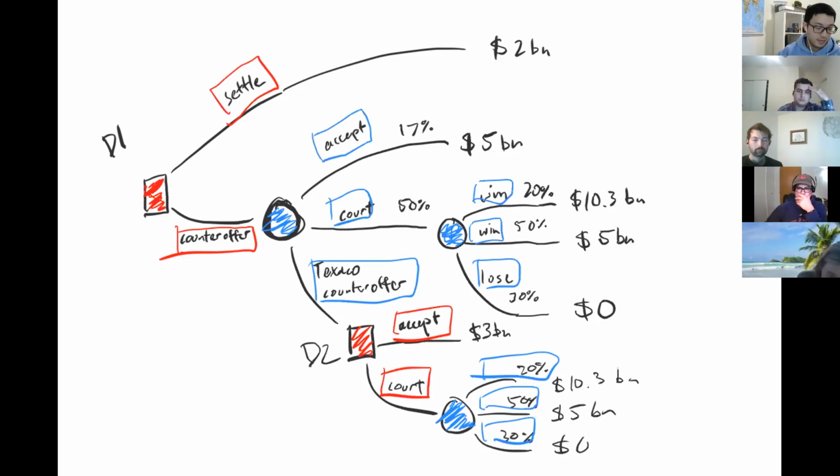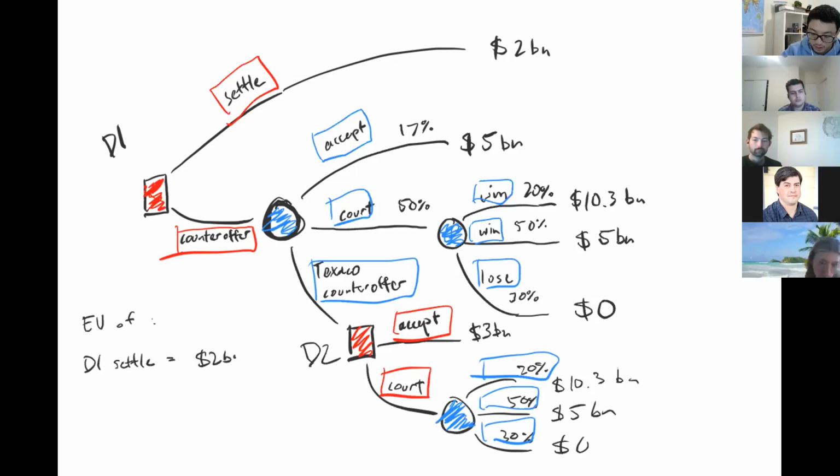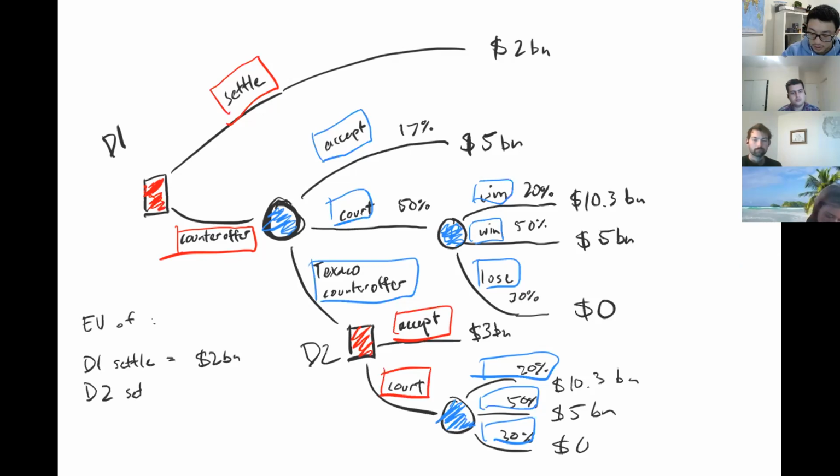Okay, so probably the two decisions that are the easiest to figure out are whether you accept the settlements in each of them, in each D1 and D2. So if I do EV, expected value of D1 settle, that is equal to $2 billion, pretty straightforward. And D2 settle is equal to $3 billion. Okay, and so now I need to compare against the other decision that I'm making.